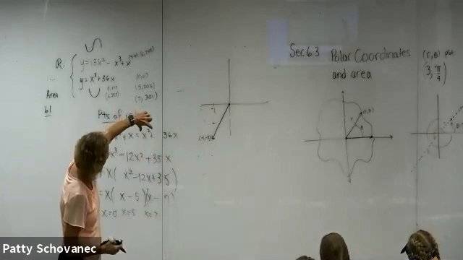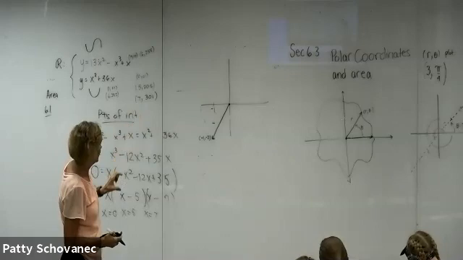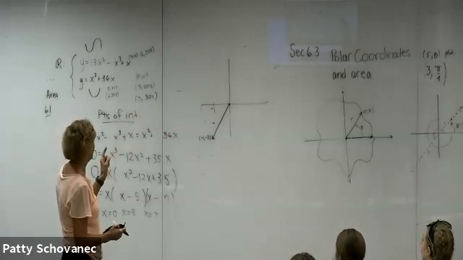That leg is 1 unit long. That leg is 2. I guess I didn't want it 2, did I? Maybe I wanted to go the other way.